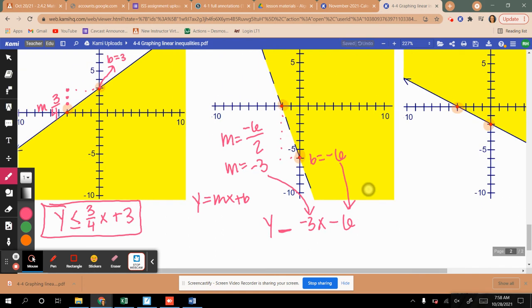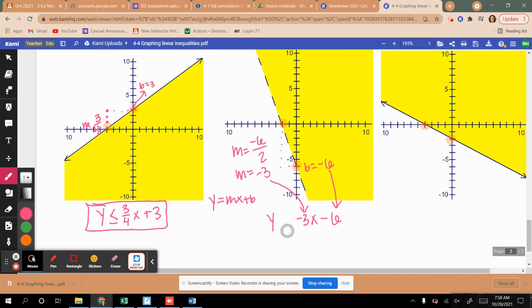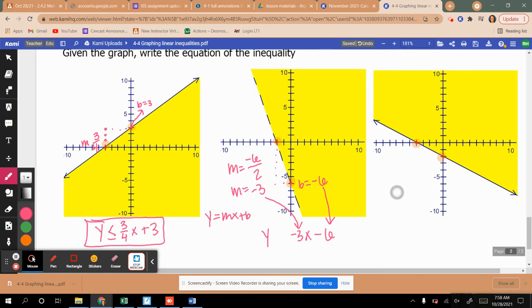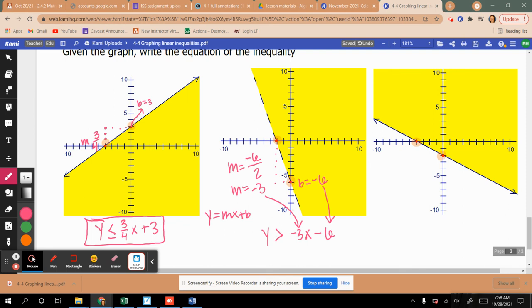And now what is our sign? Are we shaded above or below? We're shaded above the line. So it was going to be greater than or less than. It is going to be greater than. And is it going to be equal to? No, because it's a dotted line, so this is our answer.